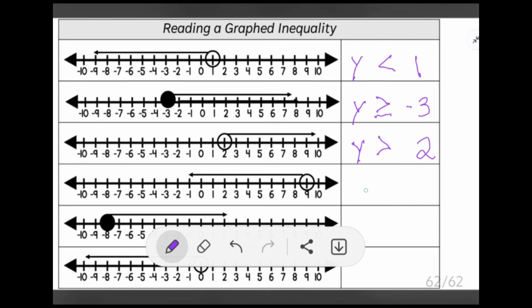Let's look at the next one. Write your variable first. Write your integer. Our arrow is going to the left, meaning less. So our solutions are less than 9. The circle is open, meaning that 9 is not included in your solution set. So the inequality that matches this graph is y is less than 9.